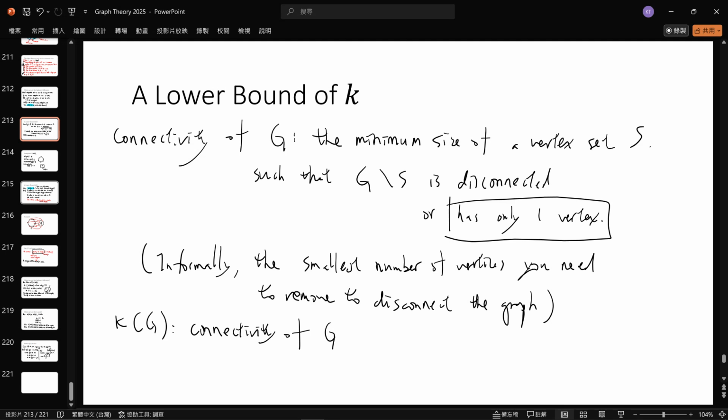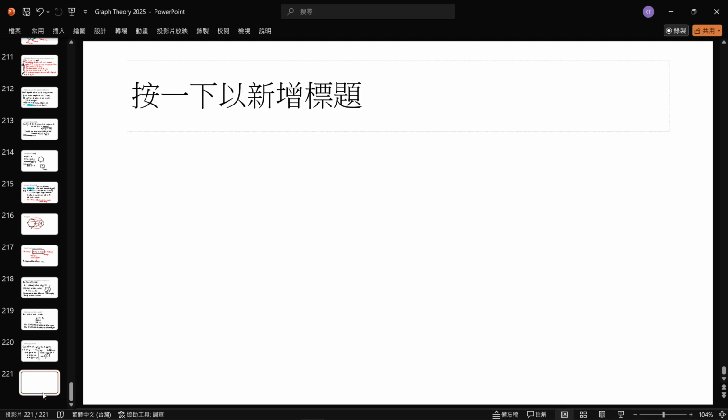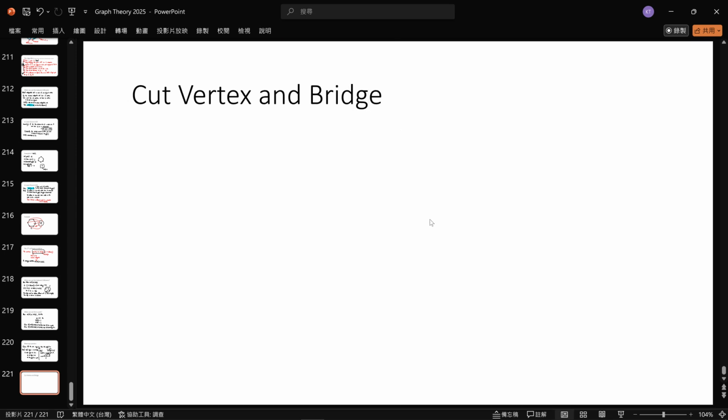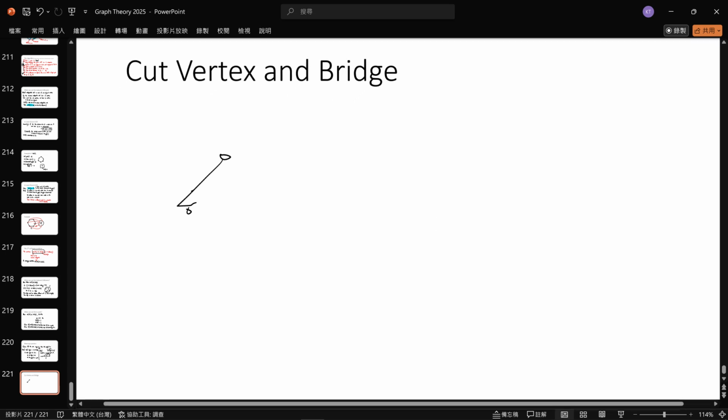Okay, so today we're going to discuss more properties about connectivity. We're going to start with what we call cut vertex and bridge. So what is a cut vertex? Let me first give you an example.